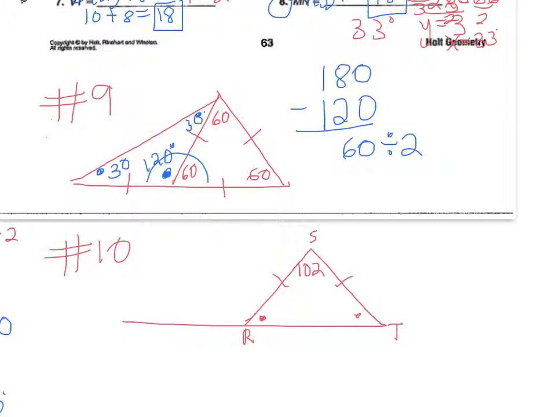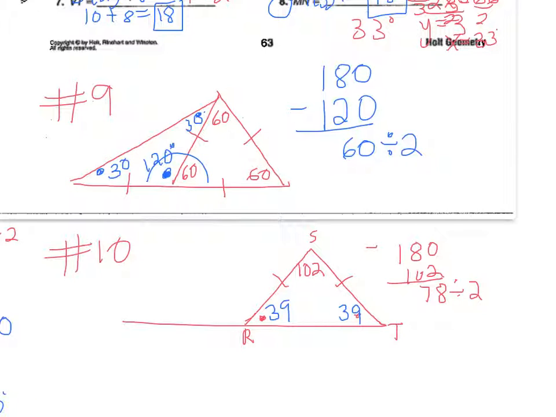Any ideas on how to find those angles? 180 subtract 102, that is 78, divided by 2 would be 39. That's pretty good. That was close. 39. We got that.